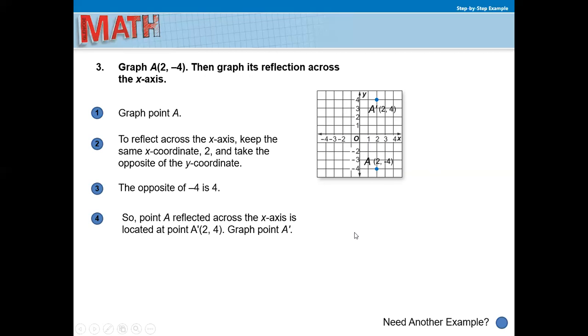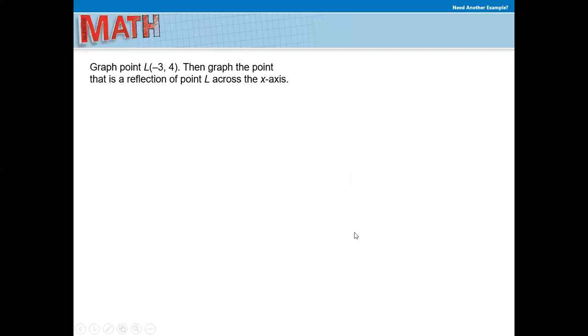Need another example? Again, draw a rough grid, x and y axes, and label point L, -3, 4. Then graph the point that is the reflection of point L across the x-axis. When you reflect across the x-axis, your x-coordinate will stay the same, and you will find the opposite of the y-coordinate.